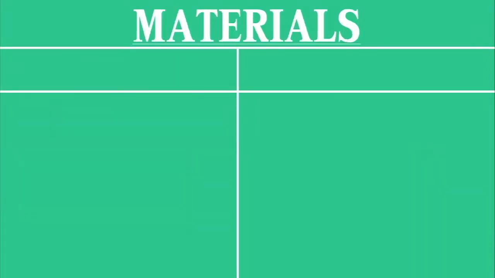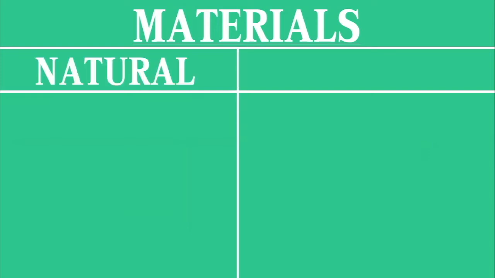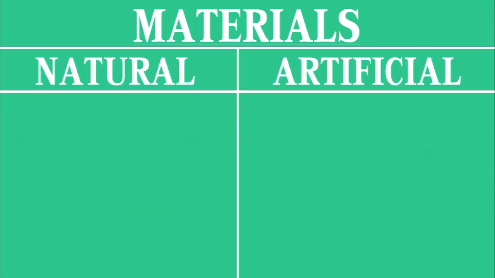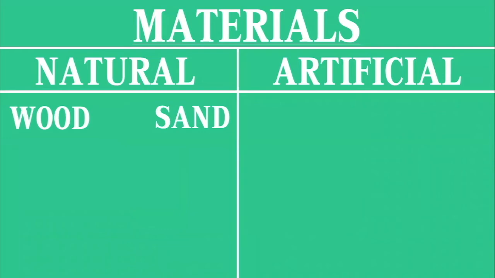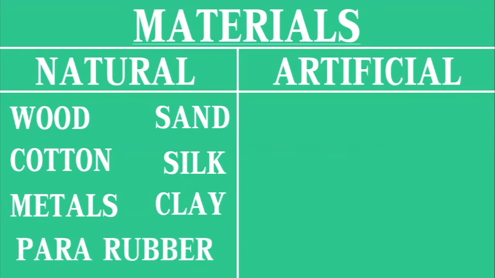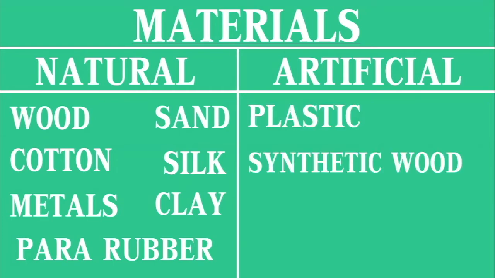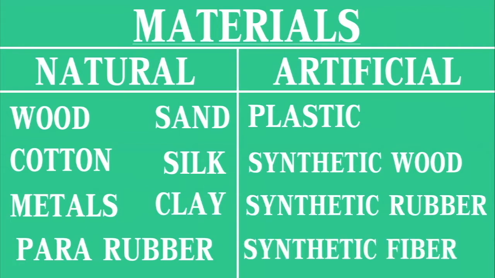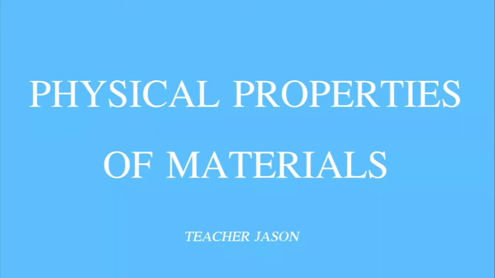So we can split materials into two groups: natural and artificial. All right. Natural materials are wood, sand, cotton, silk, metals, clay, and para rubber. Okay, natural came from nature, right? And artificial, made by man: plastic, synthetic rubber, synthetic fiber, right? So we have natural and artificial materials.